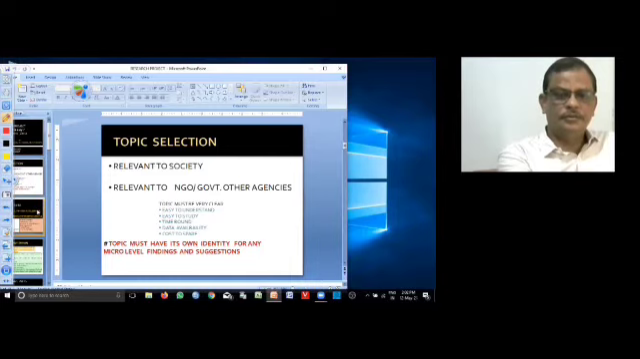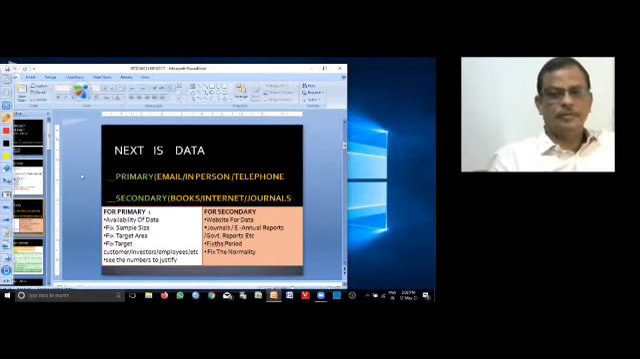Next one is, when the topic is selected, then we go for research. Then our objective is, who will be your beneficiary? The beneficiaries are the stakeholders of the society. Next one is data. At the data level also some challenge comes because there are two types: one is primary data and one is secondary data.